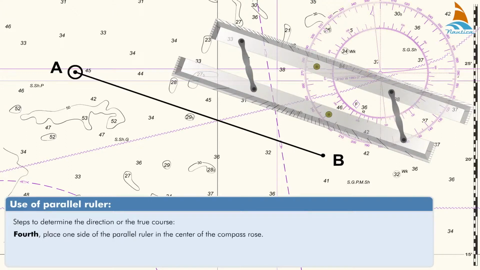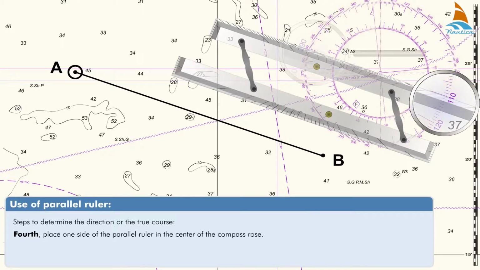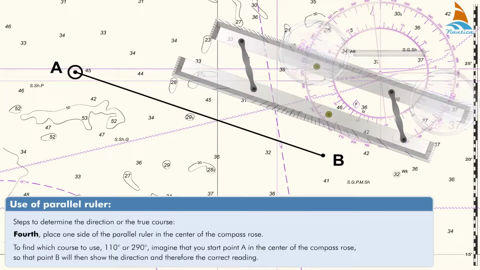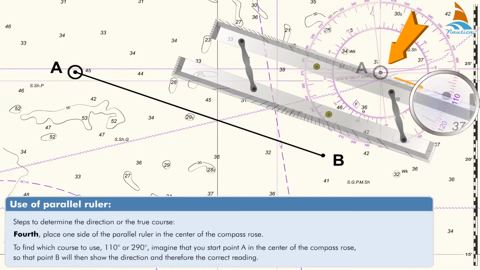As you can see from the example, you have two readings, 110 degrees and 290 degrees. To find which course to use, 110 degrees or 290 degrees, imagine that you start point A in the center of the compass rose so that point B will then show the direction and therefore the correct reading. In your case, point A is at the center of the compass rose and point B shows the direction, therefore the reading of 110 degrees.